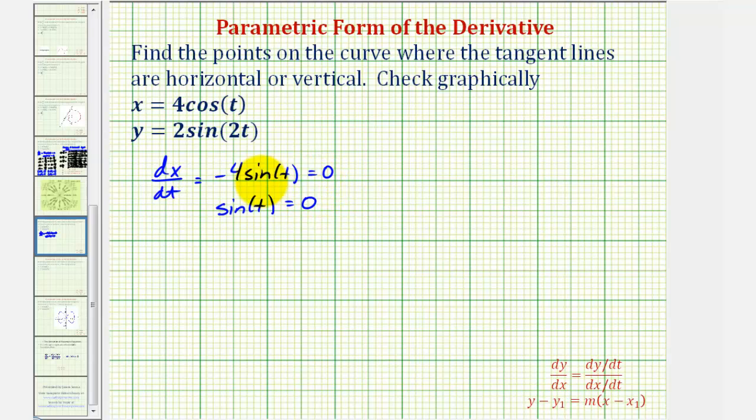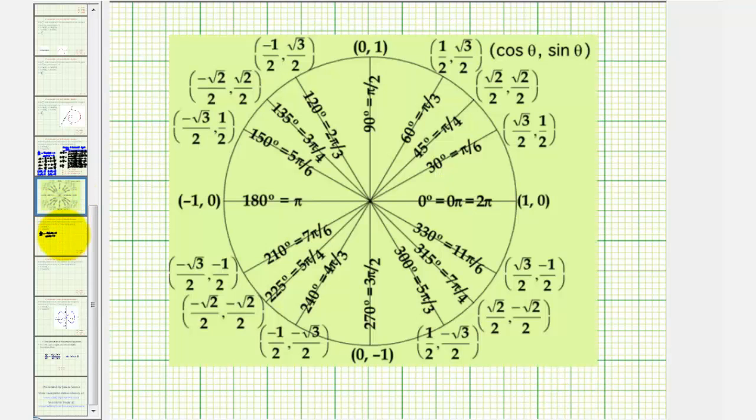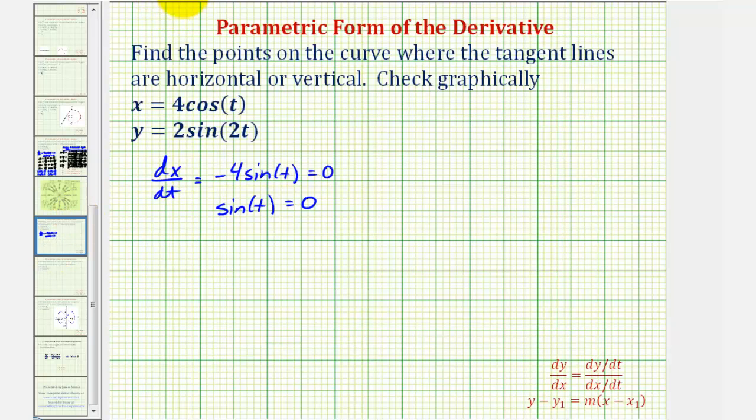So again, quickly going back to the unit circle, since sine theta is equal to y, notice the y-coordinate is 0 at 0 radians as well as pi radians. So our solutions here are t equals 0 and t equals pi radians. So to find the points where we have vertical tangent lines, we'll substitute these values of t into the parametric equations.